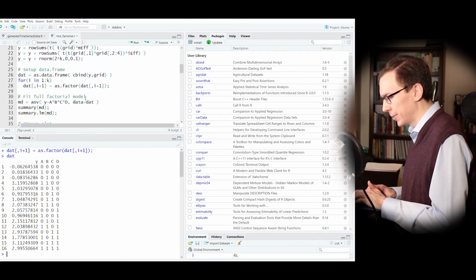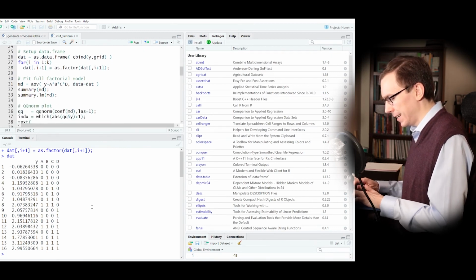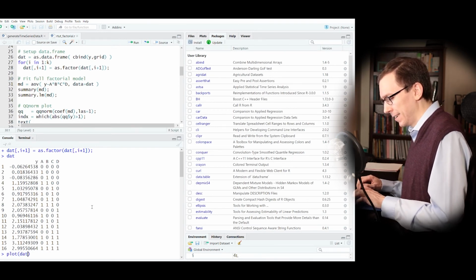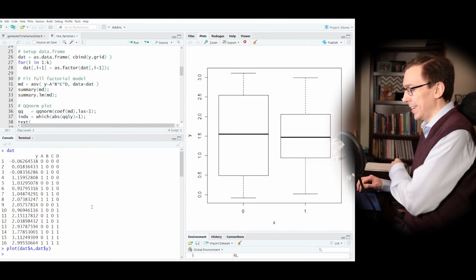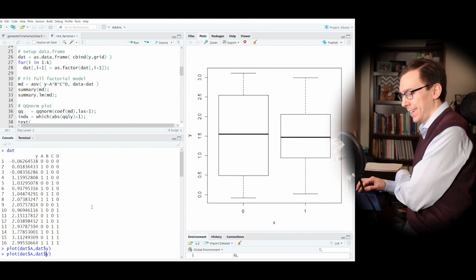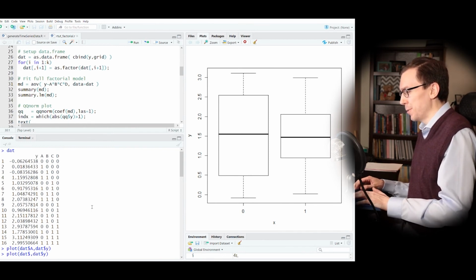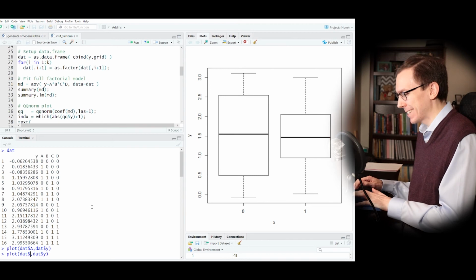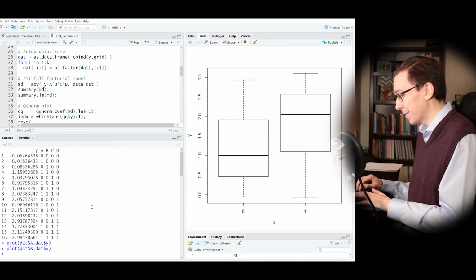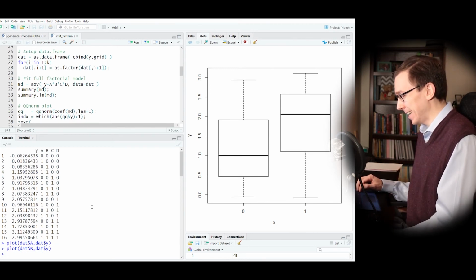Well, we can fit a model, but first, let's look at the data. Let's just plot this and see what we get. So what I can do is plot data A against data Y. And what I get is, okay, I definitely don't see any effect there. The two black lines are basically at the same position. For B, that's quite interesting. We actually see that there is a difference there. The question is, is it a significant difference or not?